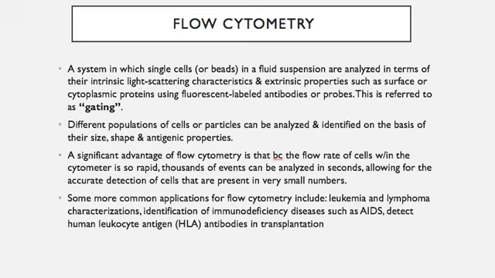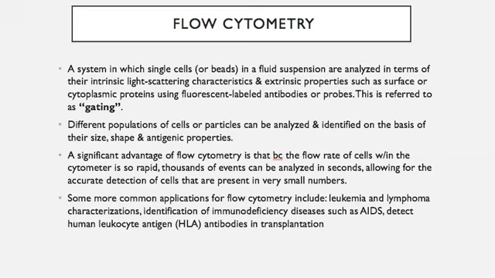Okay, and then flow cytometry, we've talked about flow cytometry before. This is an automated system where single cells or beads in a fluid suspension get analyzed in terms of their intrinsic light scattering characteristics and extrinsic properties such as surface or cytoplasmic proteins using fluorescent labeled antibodies or probes. So that's referred to as gating. Different populations of cells or particles can be analyzed and identified on the basis of their size, shape, and antigenic properties.